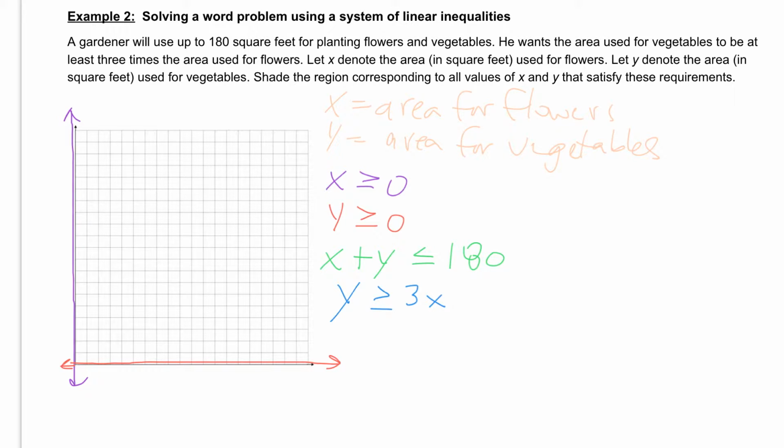the first thing I want to do is get y by itself. To do that, I need to subtract x. And I get y is less than or equal to 180 minus x. If I take a look at this graph, my y-intercept here is 180. I cannot count up 180.